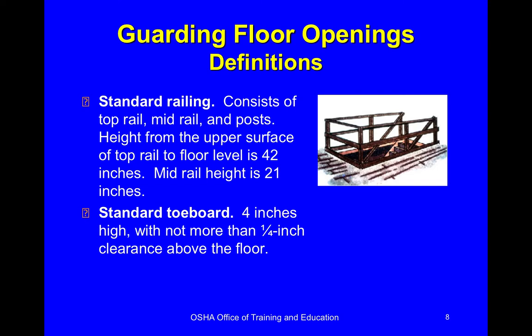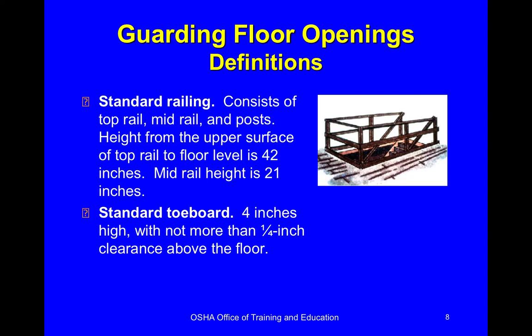A top rail, which is 42 inches from the floor. A mid rail, mid means middle, so 21 inches from the floor. And in most cases, there will be a toe board. The standard toe board is 4 inches high.